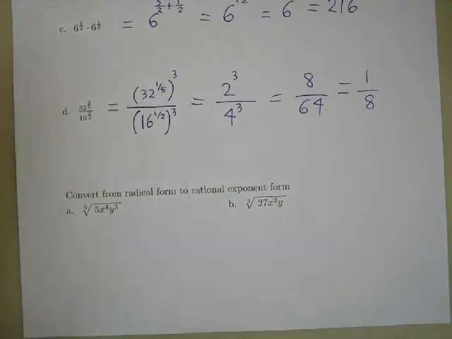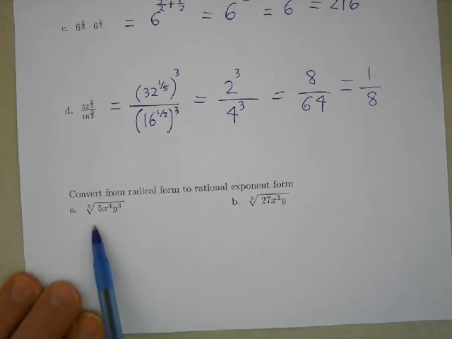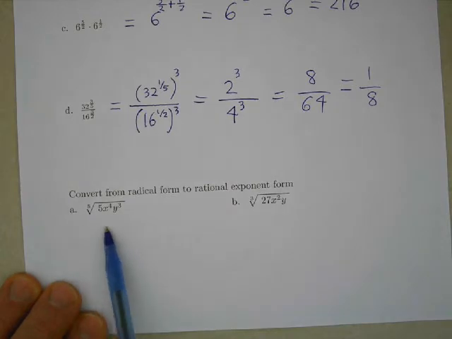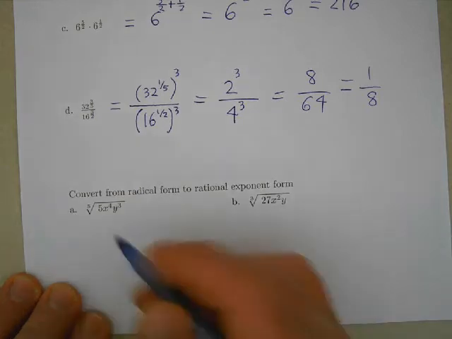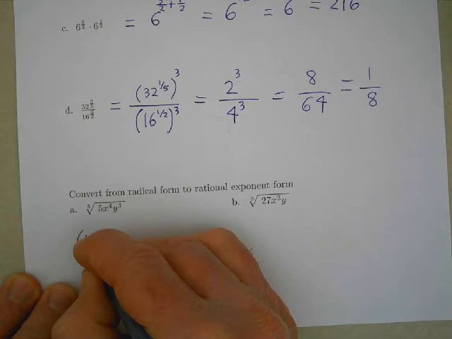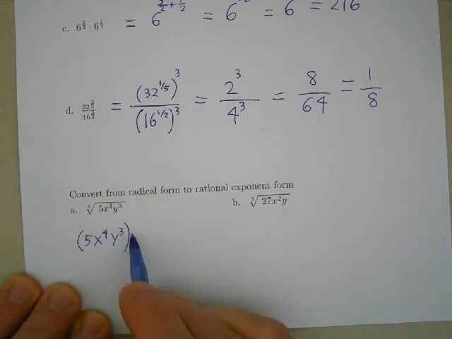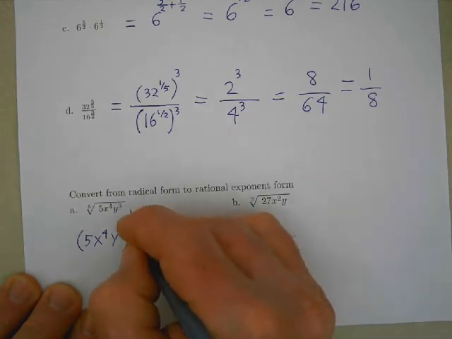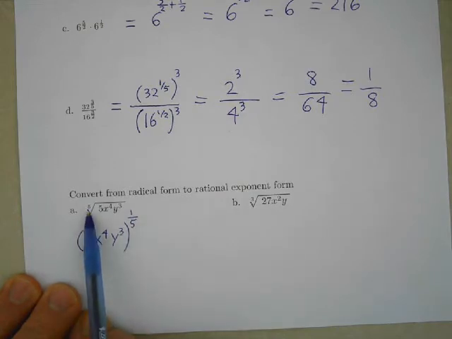Okay, and the final two examples in this section, we will convert the radicals to rational exponent form. On this radical, the index of the radical is 5. So that means that we put what's inside the radical in parentheses, 5x to the 4th, y to the 3rd, and then we give it the exponent 1/5. In the exponent, the denominator of the exponent has to be the same number as the index of the radical.